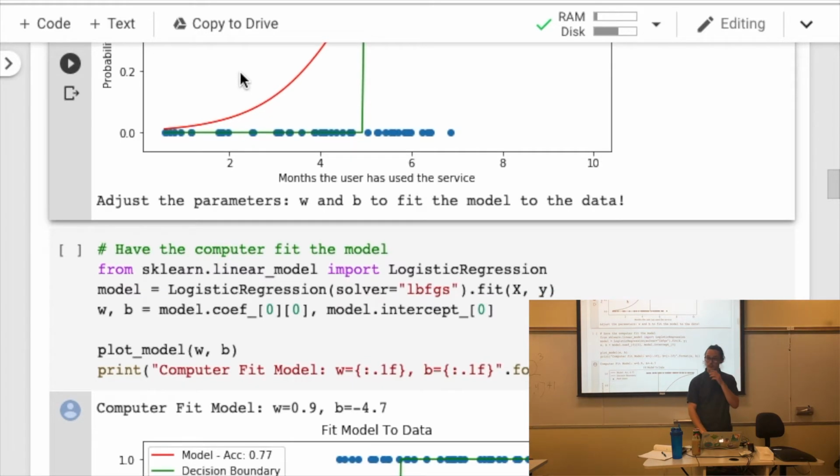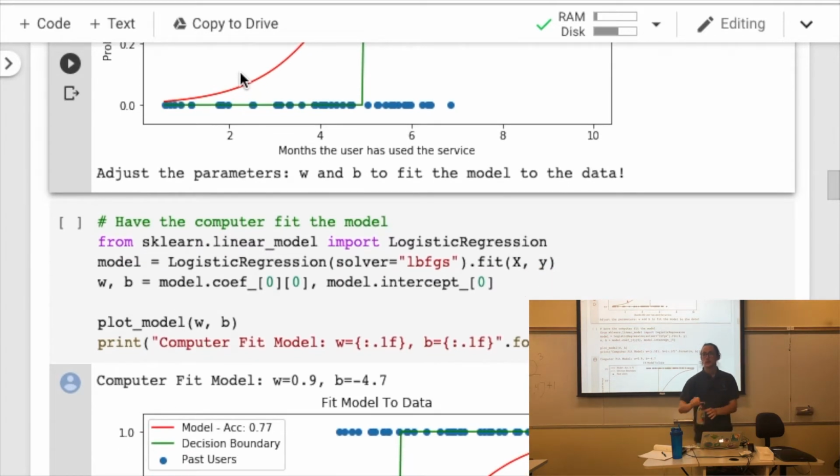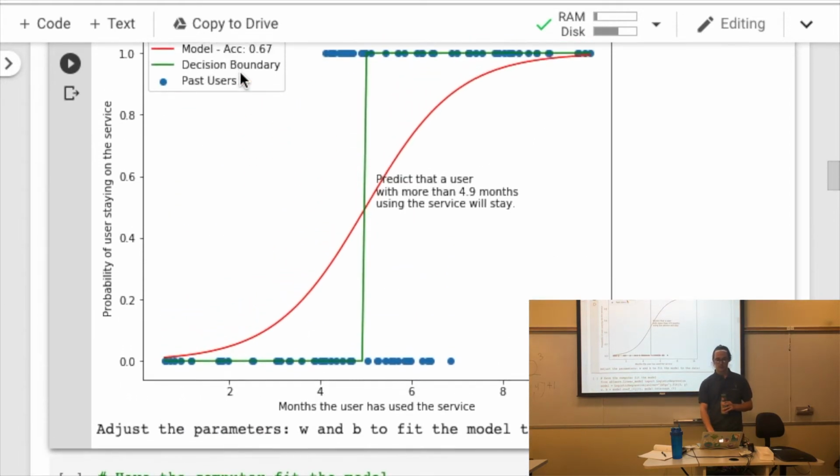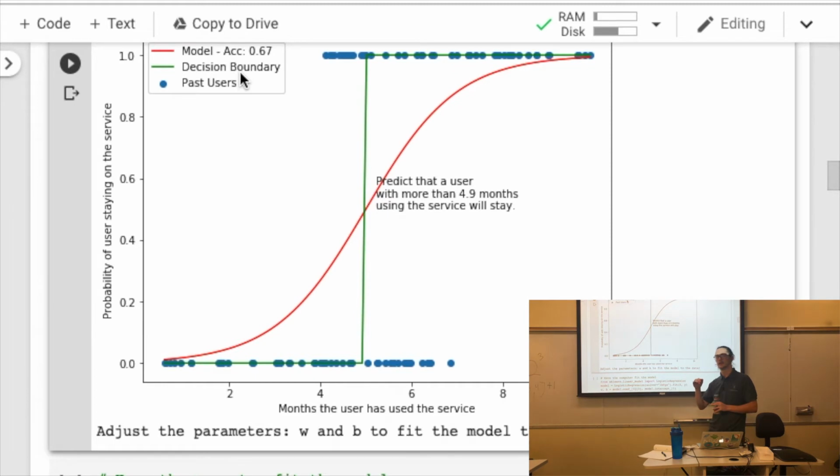So at the intersection of the green and the red line, are the people equally likely to leave or stay? Is that cross point where the probability is 0.5? Do you see that? The green line always intersects the red line at probability 0.5, because I think that matches our intuition too.